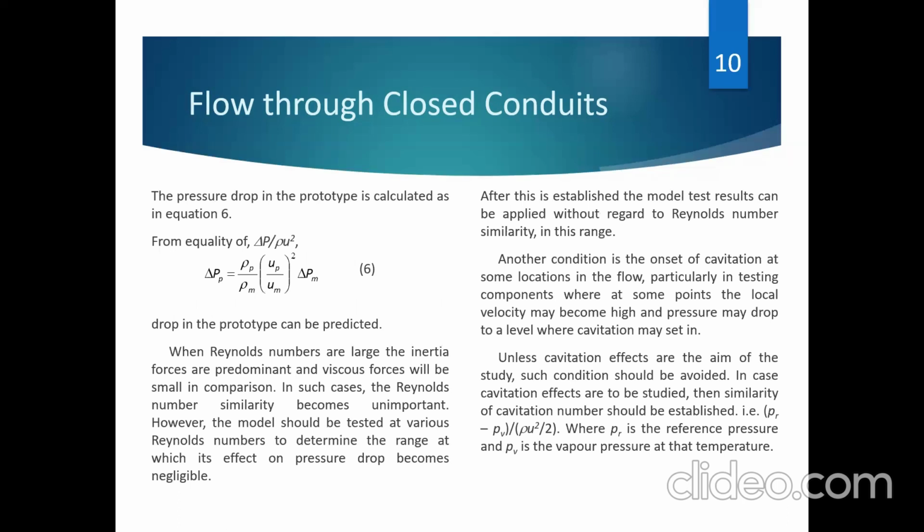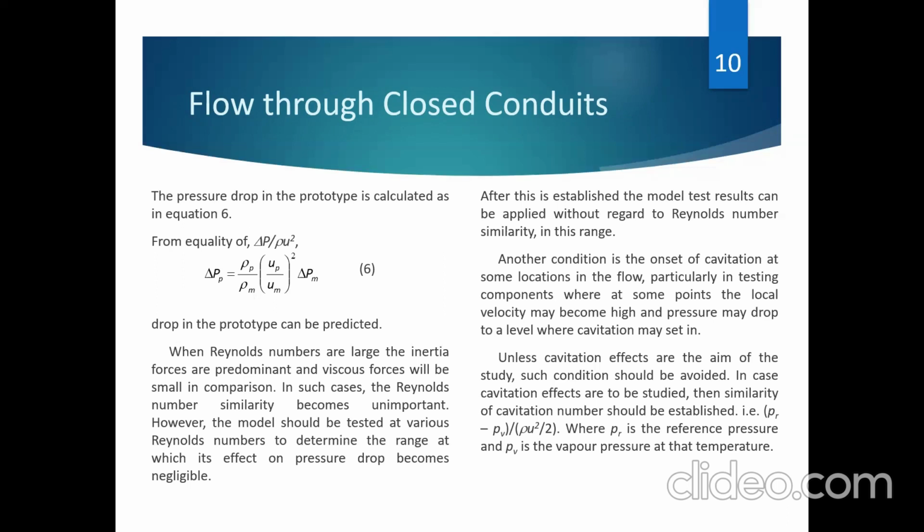When Reynolds numbers are large, the inertia forces are predominant and viscous forces will be small in comparison. So in such cases, Reynolds number similarity becomes unimportant. However, the model should be tested at various Reynolds numbers to determine the range at which its effect on pressure drop becomes negligible. After this is established, the model test results can be applied without regard to Reynolds number similarity in this range.